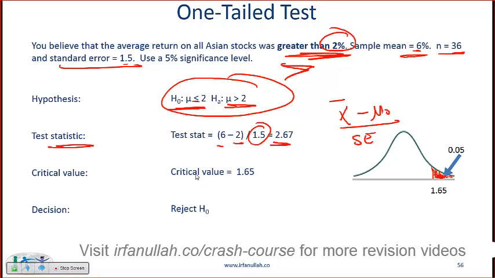So you have 2.67. Can you reject the null hypothesis? Yes, you can, because now the test stat is greater than the critical value. Had the test stat been in this range, then you would not have rejected the null. But here you can reject the null hypothesis.